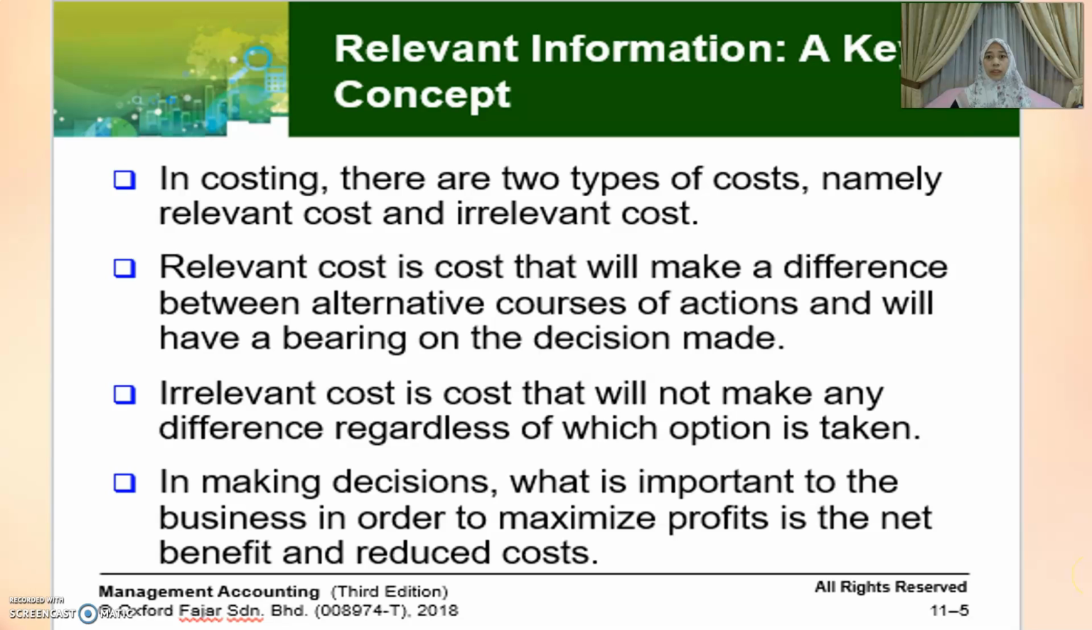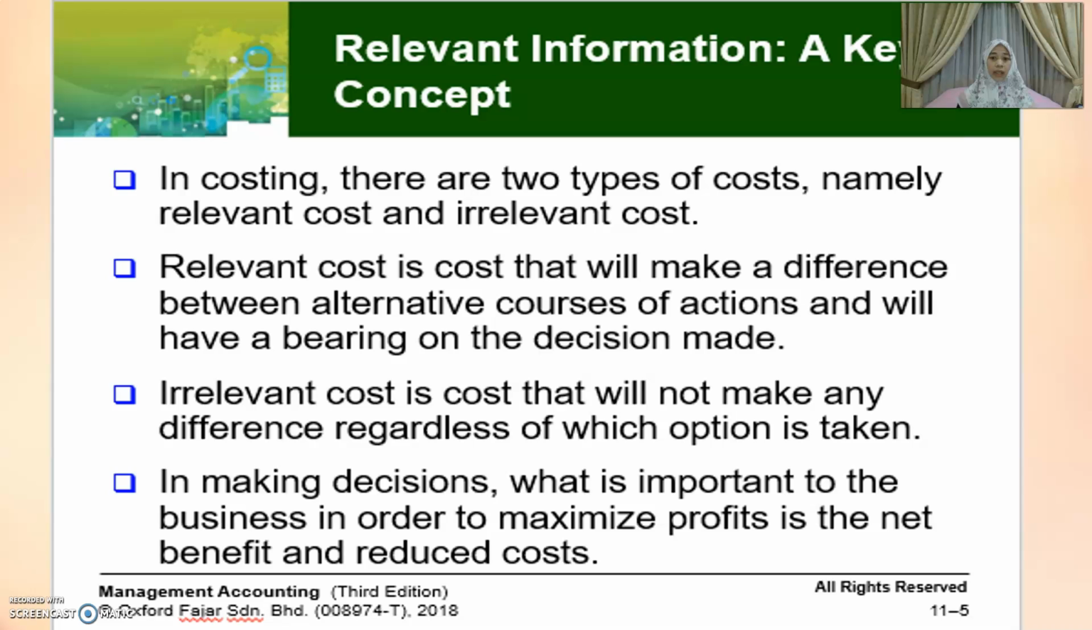Relevant information in costing. Basically, when you want to make a decision, there are two types of costing, namely the relevant cost and irrelevant cost. Relevant cost is the cost that will make a difference between your alternative courses of action, and therefore will have a bearing on the decision that you make. Whereas irrelevant cost, on the other hand, is the cost that will not make any difference regardless of whether you choose option A or B.